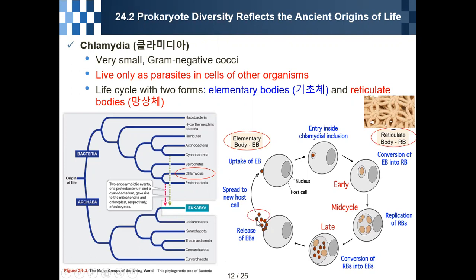Initially the host cell takes up the EB. The EB is converted to RB, and the RB is replicated. Finally, the RB is converted back to EB, and the EB can be released. So their life cycle is EB and RB, like this.